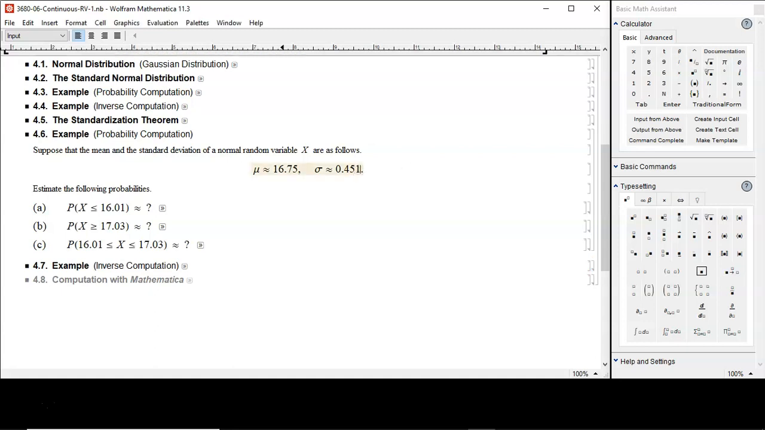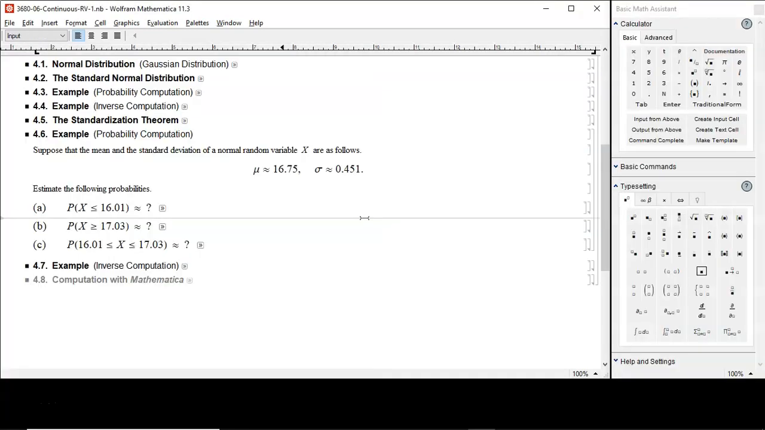So, mean is 16.75 and the standard deviation is 0.451. All right. Now, we're going to find this out using the normal table. How do we do that?